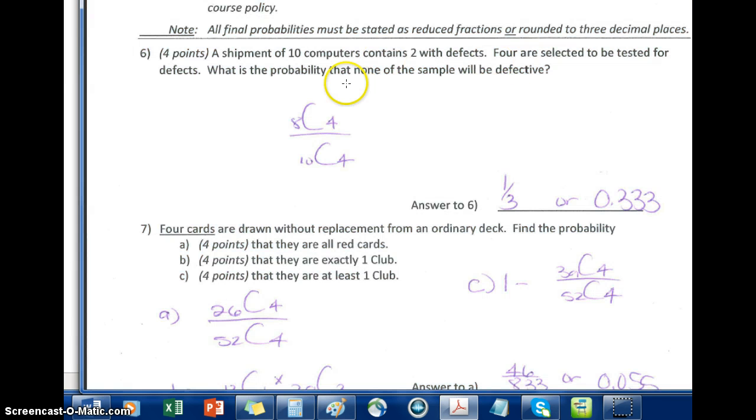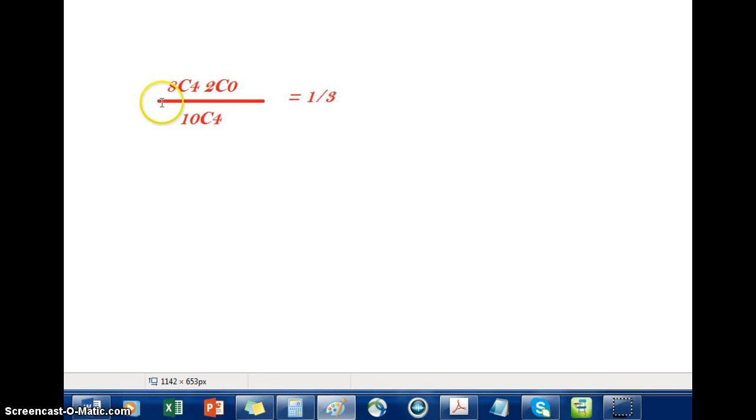So think about each group, defective and non-defective, and how many you're picking from each group. So 0 from the defective group and 4 from the good group. So there are 8 good ones, and you're going to pick 4, and here's all the ways you could do that. There are 2 defective ones, and you're picking 0.